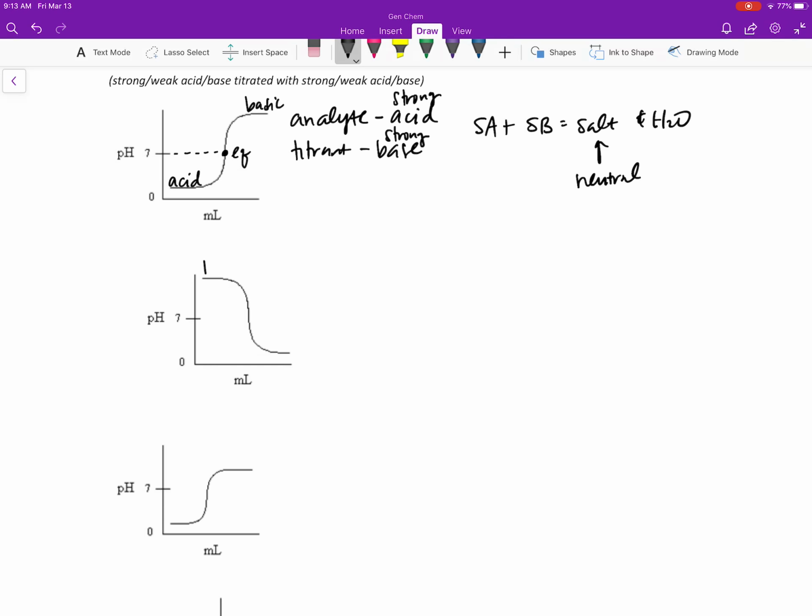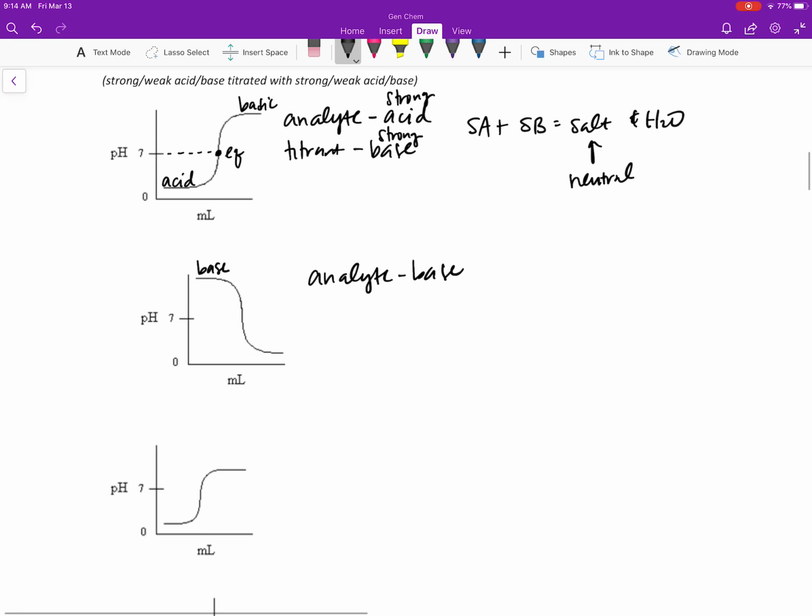We have starting off basic. So that means my analyte must be a base, and my titrant must be an acid. It's got to be the opposite because it eventually becomes acidic. And again, my pH equivalence point is about 7, making this a strong base, strong acid for the very same reasons.